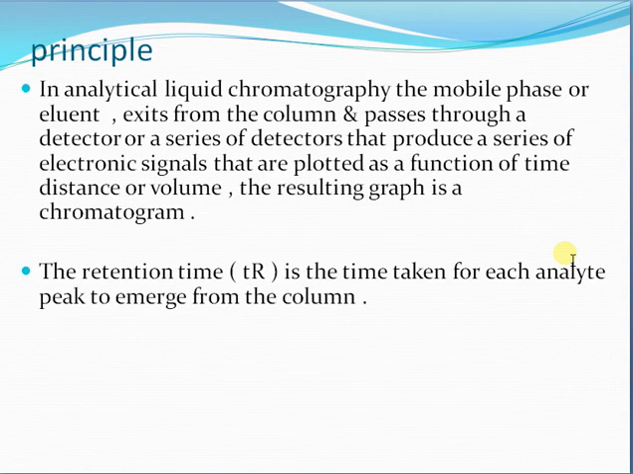In analytical liquid chromatography, the mobile phase, or eluent, exits from the column and passes through a detector or a series of detectors that produce electronic signals plotted as a function of time, distance, or volume. The resulting graph is a chromatogram, that means a recording of these signals. The retention time, RT, is the time taken for each analytical peak to emerge from the column.